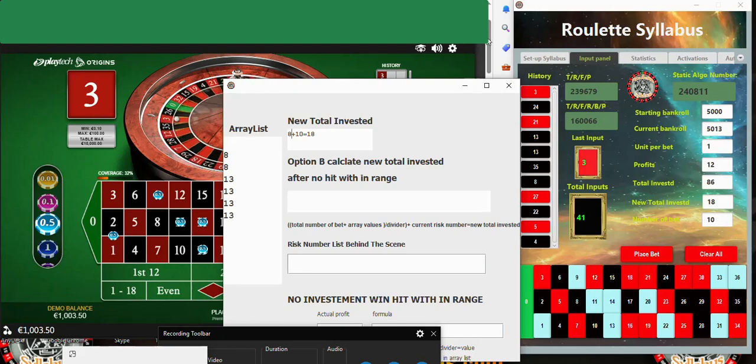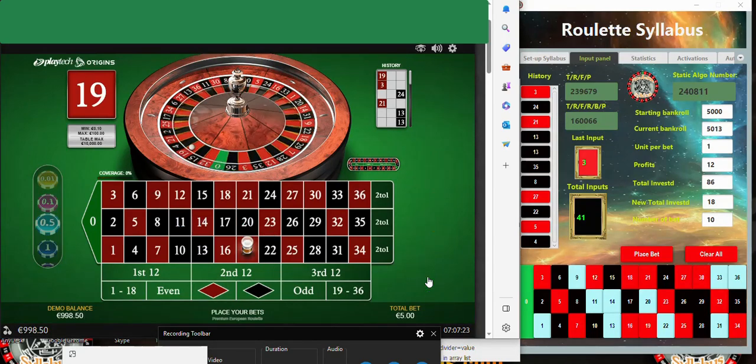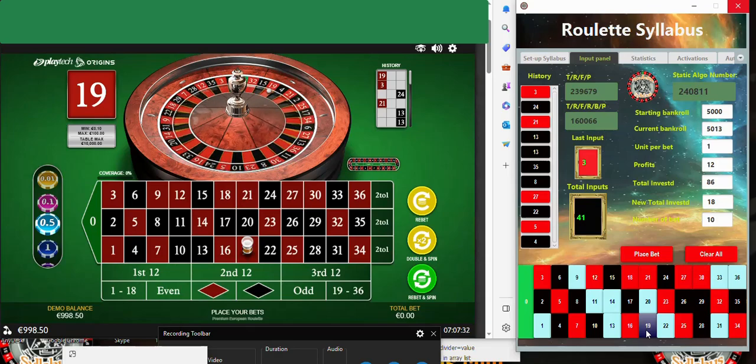But sometimes during the recovery, we will still get a loss. So that is why we have to be able to manage the divider number to make sure that the bet does not climb higher.